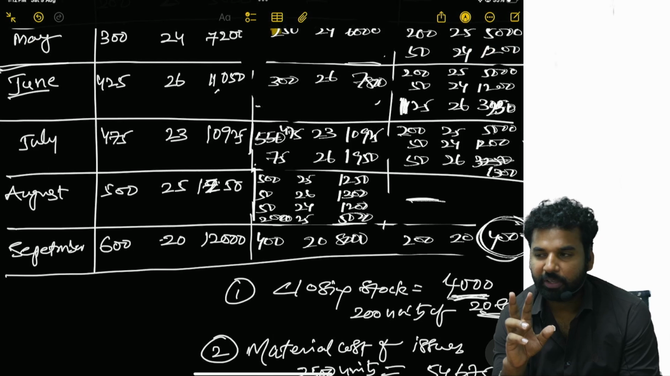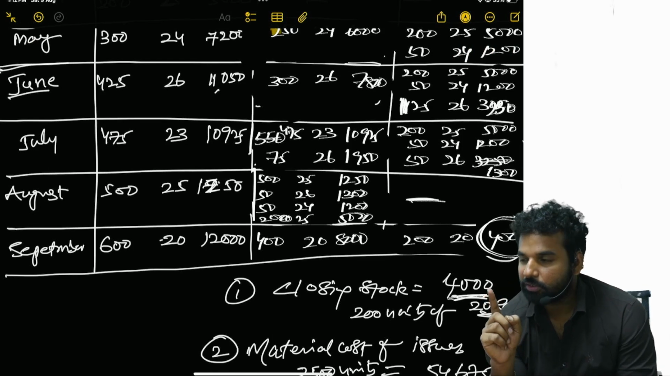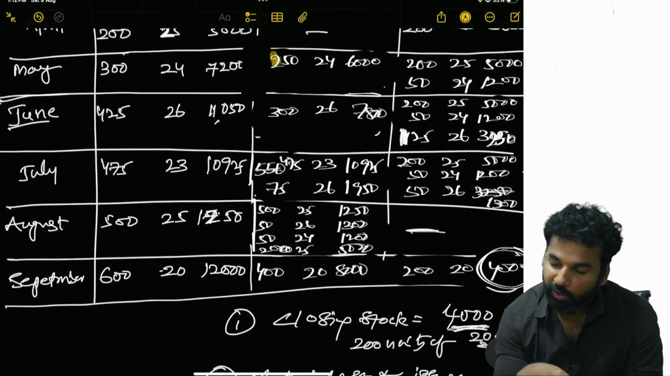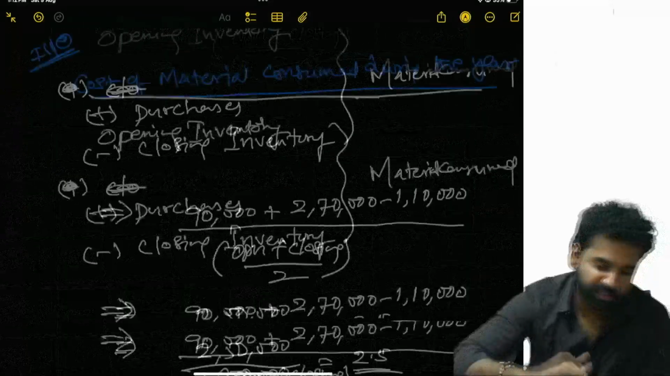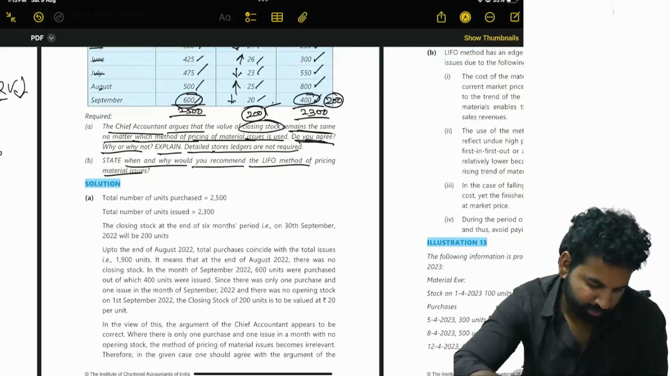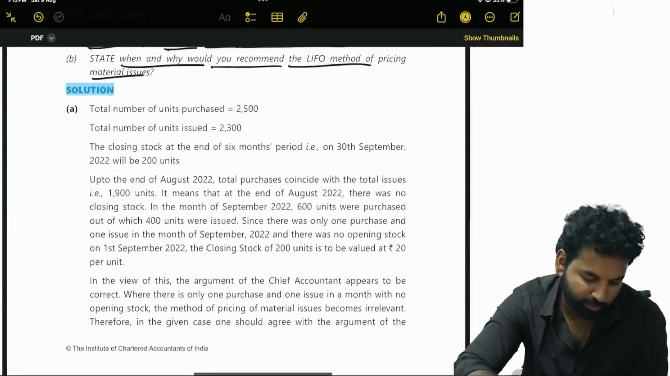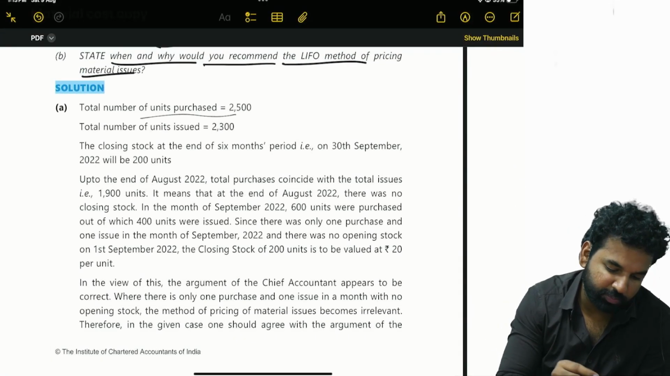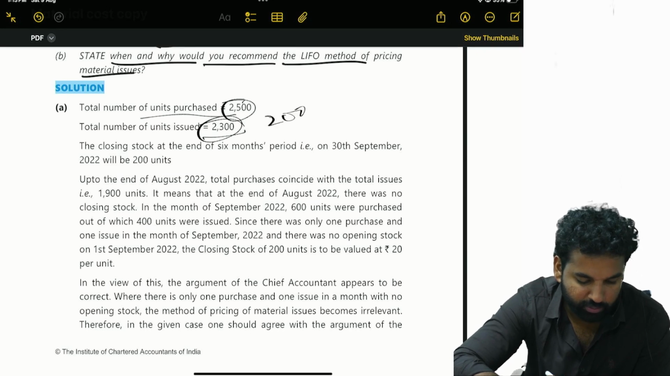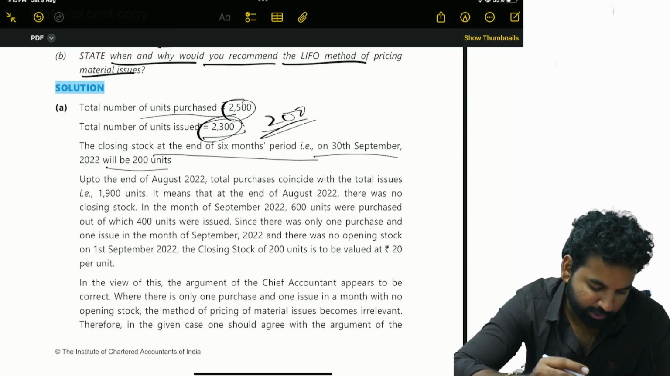So that means what we can conclude is that whenever there is no opening stock, and that too, material purchase and issues are only one single transaction, correct? In such cases, closing stock will be same in FIFO and LIFO method. See here, total number of units purchased is 2,500. Number of units issued is 2,300. That means 200 units are closing stock. So closing stock at the end of 6 months period on 30th September will be 200 units.